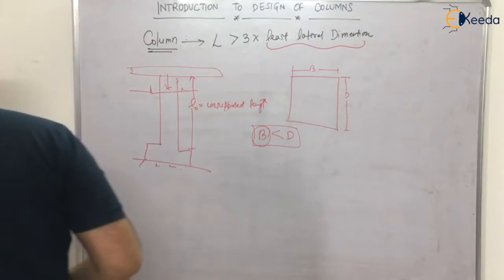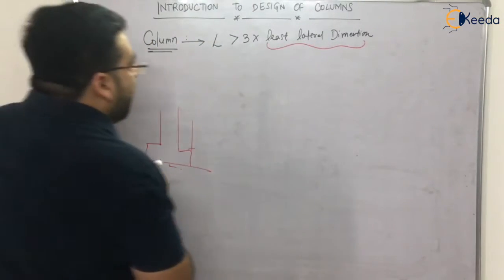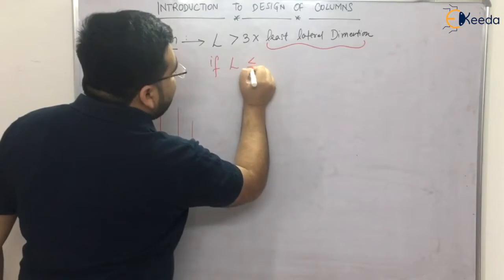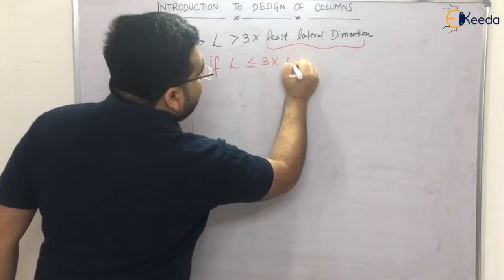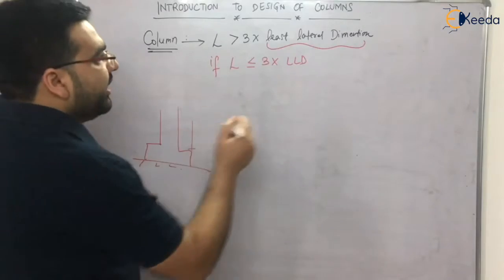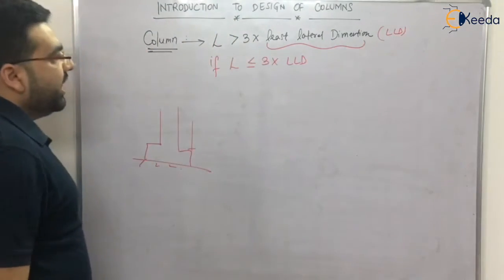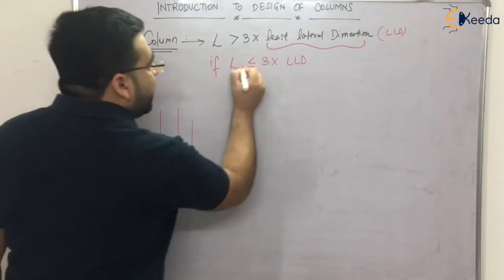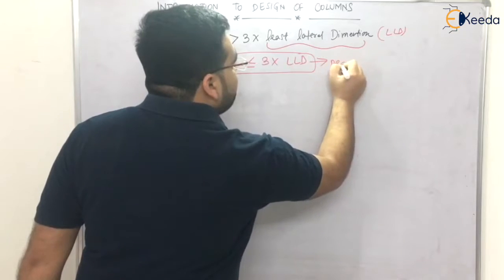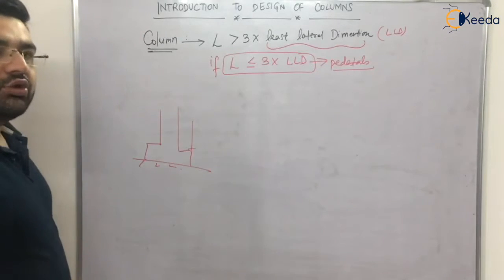So let me tell you now. I hope you understand it. It's a very important topic. Now if the length of that particular member is less than or equal to 3 times the least lateral dimension, I am writing it as LLD, least lateral dimension, let us denote it with LLD. If L is less than or equal to 3 times LLD, these types of members are known as pedestals.